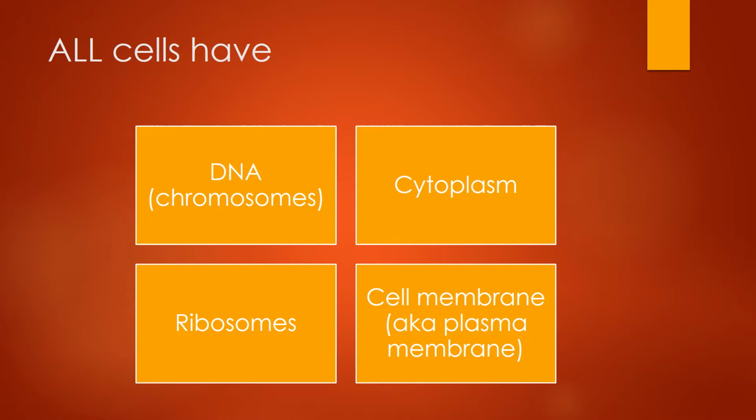So all cells, no matter what they are, have four things in common. First, they have DNA or chromosomes. They have cytoplasm, which is the inner filling of the cell. They have ribosomes, which make the proteins, and they have a cell membrane, also known as a plasma membrane, that contains the material.